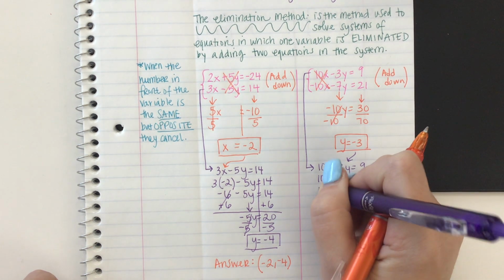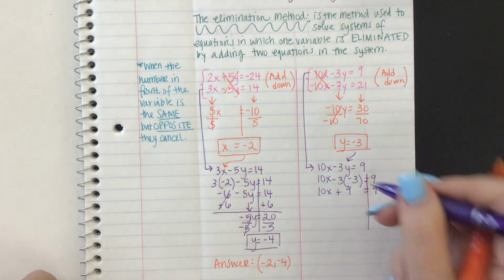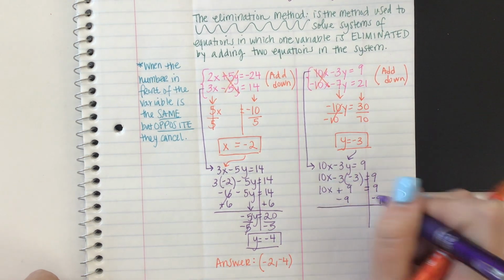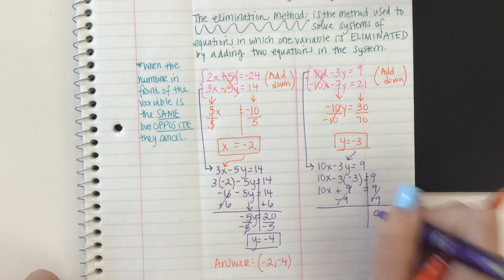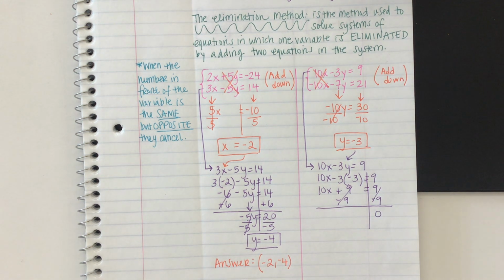10x plus 9 is equal to 9. I write down everything I didn't use, and then I just solve it. So 9 minus 9 is 0, and 9 minus 9 is also 0. Remember, 0 is just a number. You can still use it as a number, okay? It's not like you need to freak out and not know what to do. That's okay. 0 is just a number.